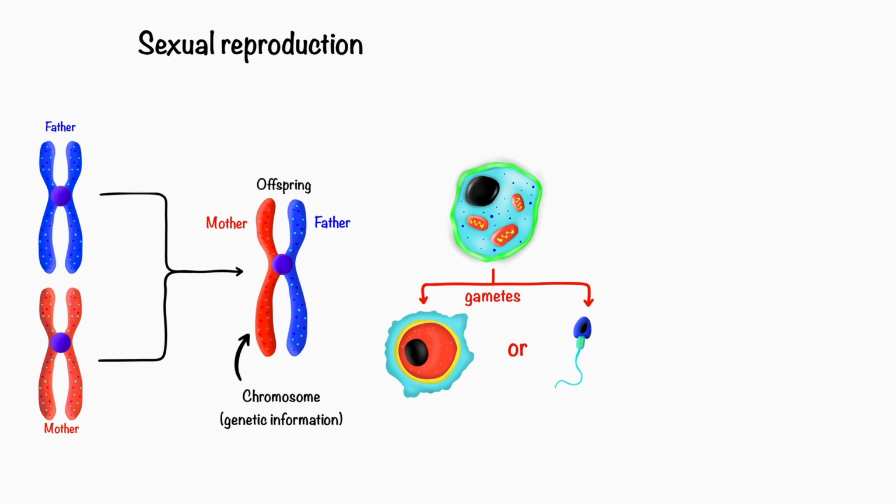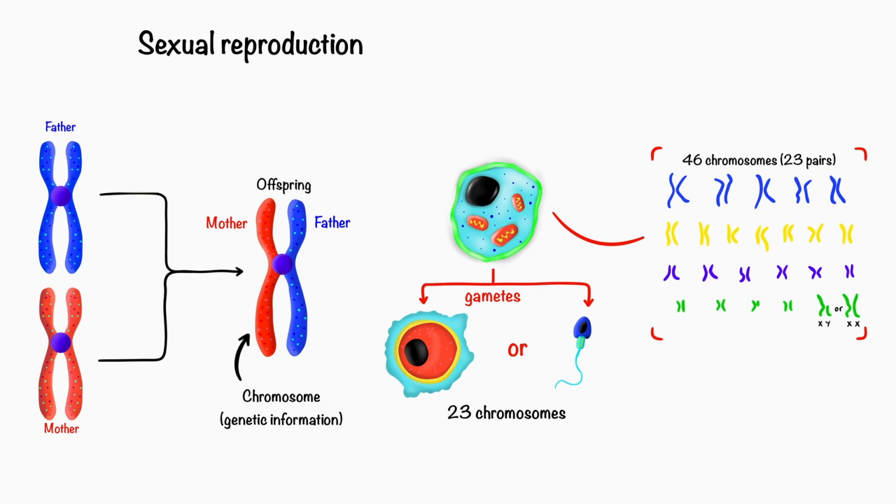The male and female parents produce specialized reproductive cells called gametes. In animals, these are sperm cells from males and egg cells from females. In humans, each gamete contains 23 chromosomes, exactly half the number found in normal body cells. This reduction is vital to maintain the correct chromosome number across generations.